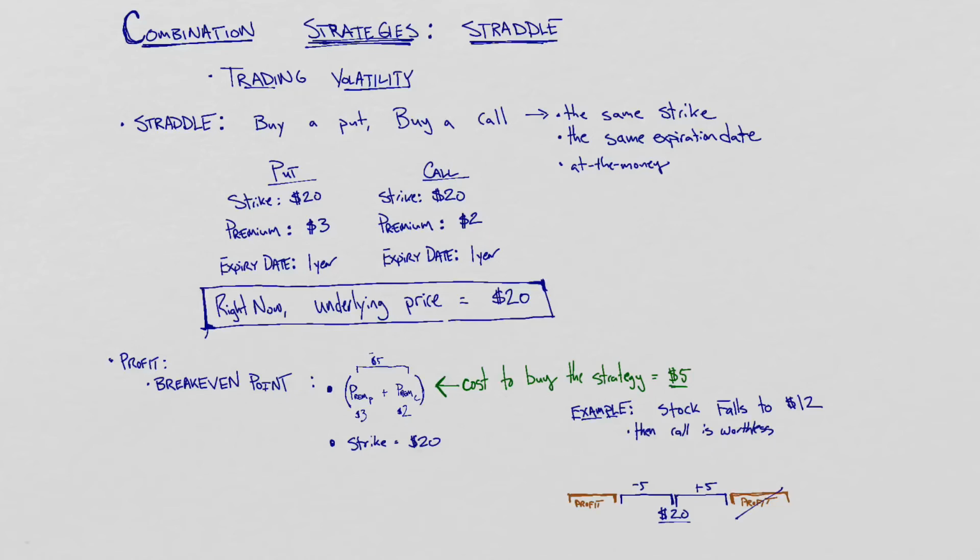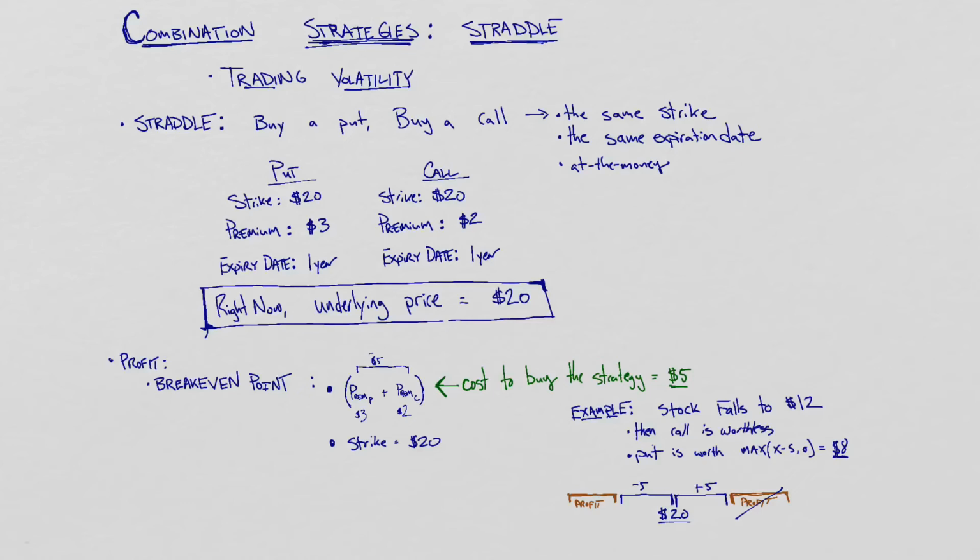But we know that the put that we bought is now worth something because the stock price has fallen, and the put formula is the maximum of X minus S, or 0. So in this case, the 20 minus 12 is $8. So the put is now profiting by $8.